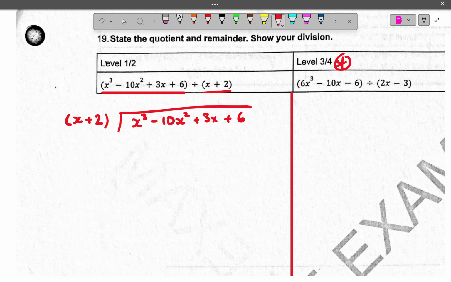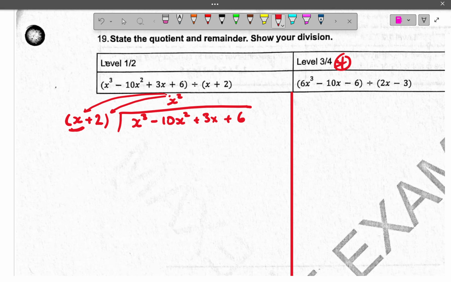For polynomial long division, you're always asking yourself, how do I get rid of this leading term? The leading term in this first case is x to the third power. I get rid of it by asking, what times x will give me x cubed? That would be x squared. So I'm going to put an x squared on top.